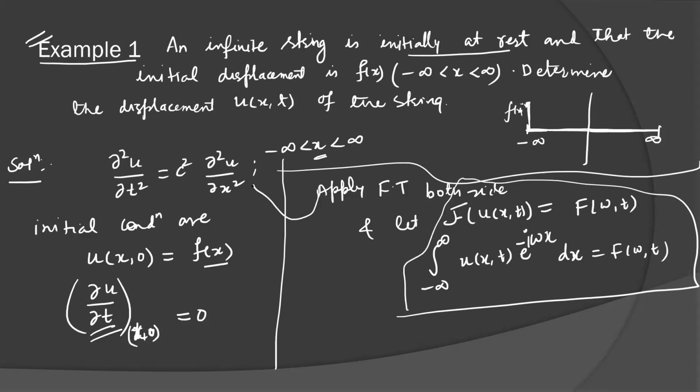Now apply the Fourier transformation to equation 1. We will get the Fourier transform of del squared u by del t squared equals the Fourier transform of c squared del squared u by del x squared. You are taking the Fourier transform with respect to the variable x only.